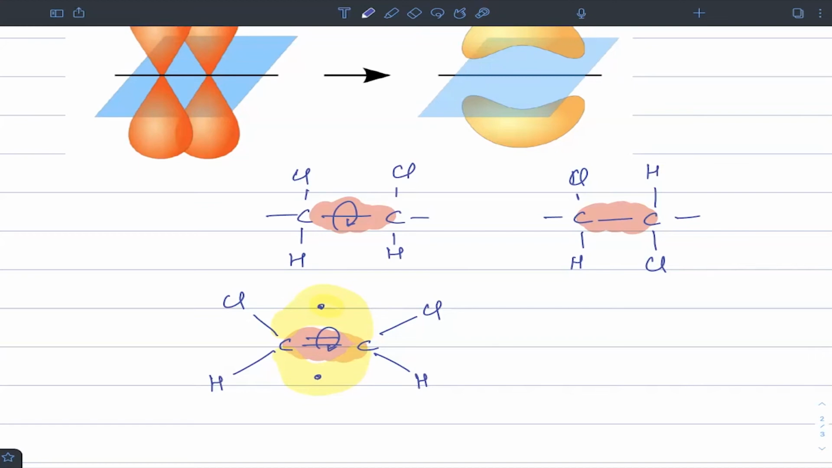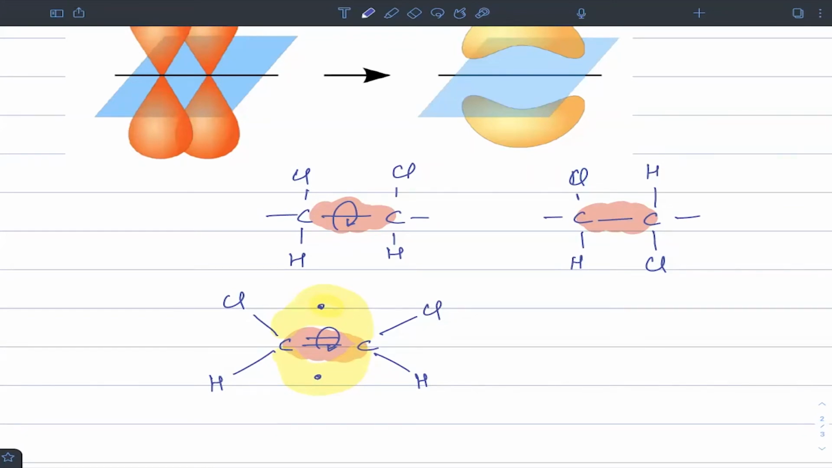So because of this rotation not being allowed, the sigma bond wins in a way that it can rotate, but pi bond cannot rotate without first breaking. So if you want to rotate the pi bond, you will have to first break it and then make a new one, which is not allowed.